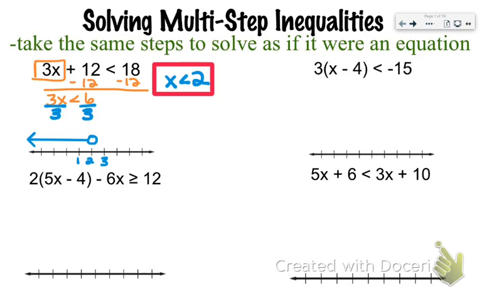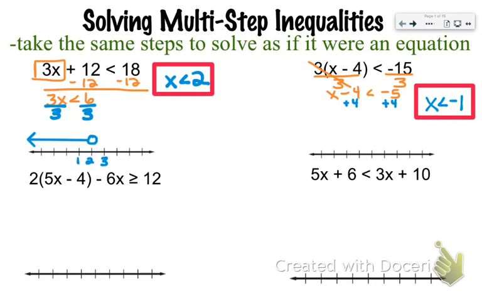Our second example, we have 3 times the difference of x minus 4, so to get rid of that 3, we can either distribute it to x and negative 4, or we can divide both sides by 3, which is what I like to do. When we do that, the 3's cancel out on the left, and we get x minus 4 is less than negative 5. Add 4 to both sides, and our final solution, x is less than negative 1. So we need an open circle at negative 1 and an arrow going to the left.